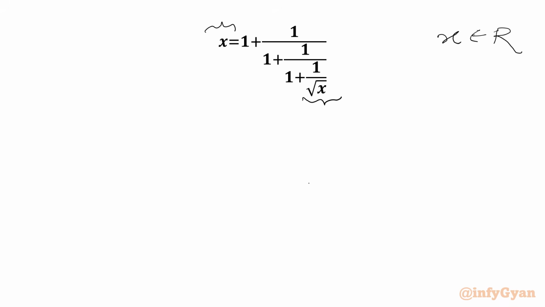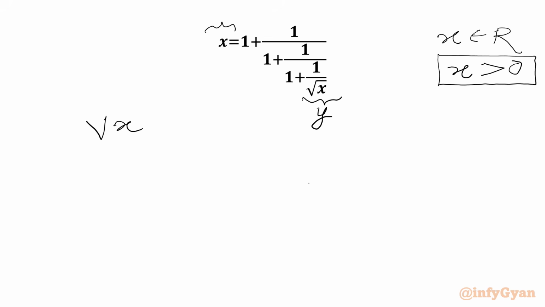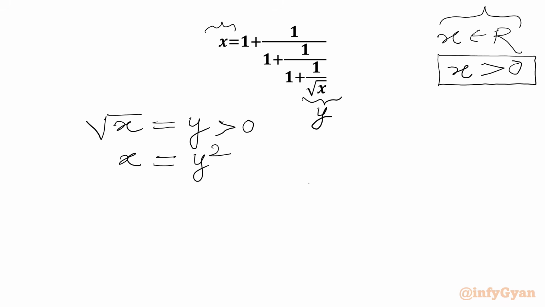As we have a square root x, for x to be real, our x must be greater than 0. x cannot be 0, x cannot be negative. Now we'll be using substitution. Let us say square root x equals y. We have x a real number, so y must be greater than 0, positive. So in place of x, which is on our left hand side, we can write y square.